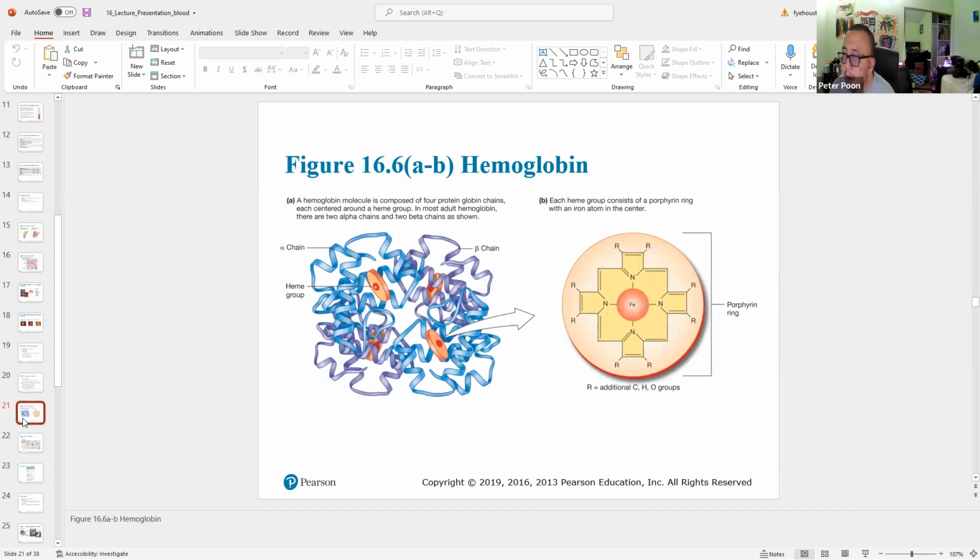Okay, so this is hemoglobin. So in normal cells, mostly, not all, but mostly alpha and beta chains. Okay, and in the middle is a porphyrin ring that holds the iron. The iron is actually the ultimate thing that holds the oxygen.